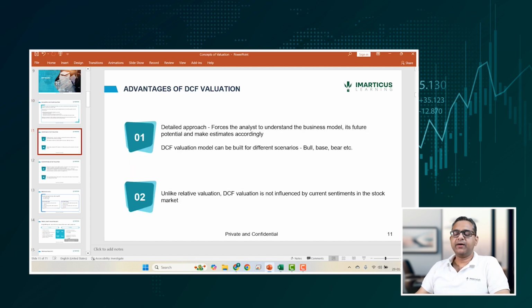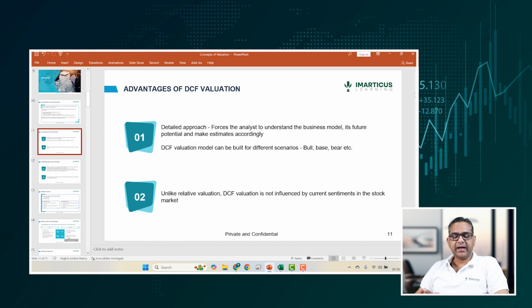Next, if we look at advantages of DCF valuation, this is a very detailed approach, forces the analyst to understand the business model, its future potential, and make estimates accordingly. DCF valuation model can be built for different scenarios: bull case, bear case, base case, right? So DCF is one of the most exhaustive, one of the most comprehensive approaches of valuing any stock.